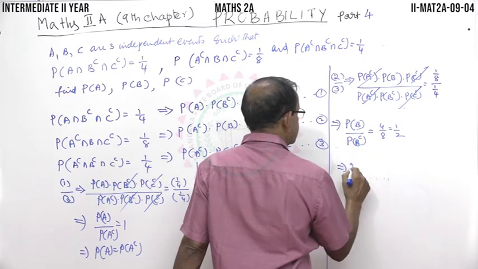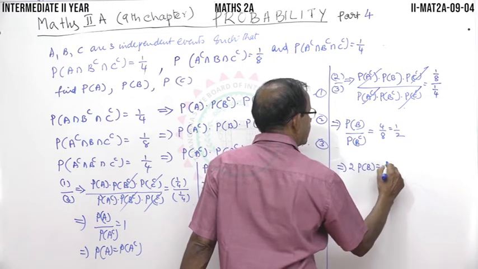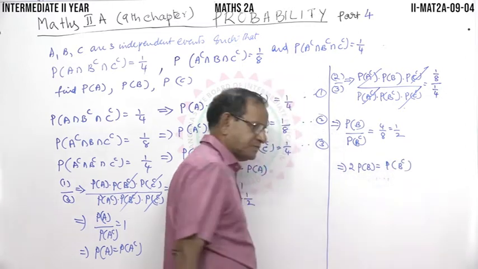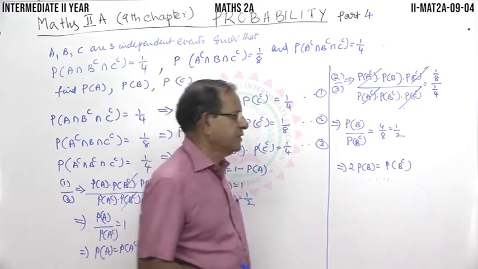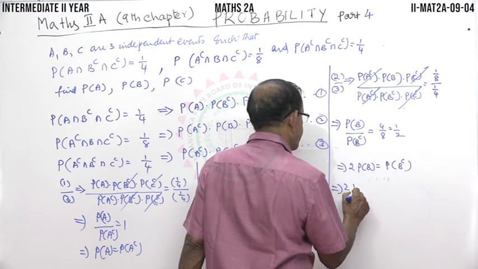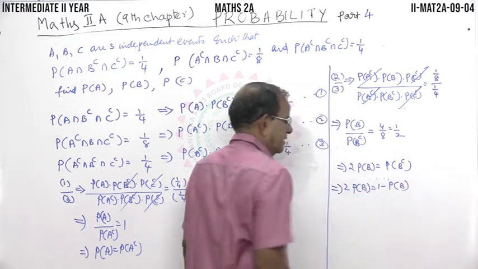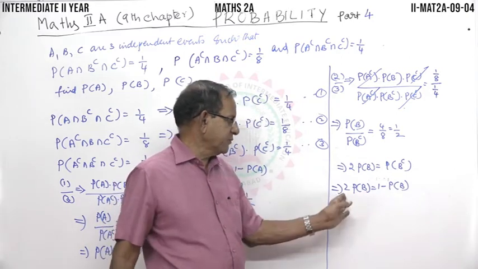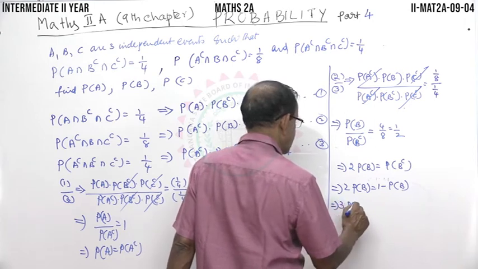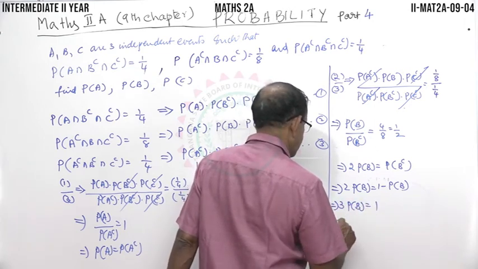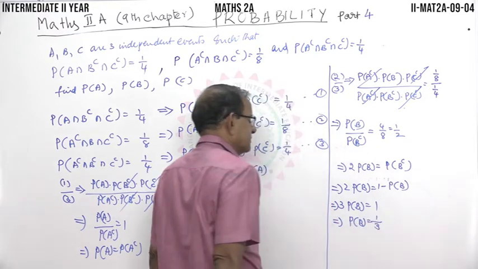Take cross multiplication. 2 into P of B is equal to 1 into P of B complement. But you can write P of B complement as 1 minus P of B. Bring this minus P of B to the left side. It will become 3 times P of B is equal to 1. That implies P of B is equal to 1 by 3.